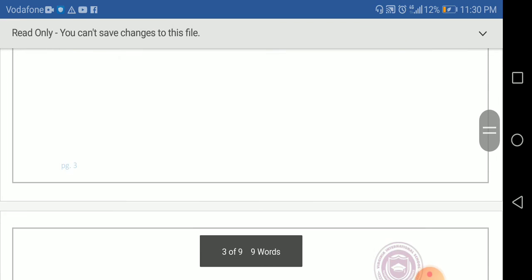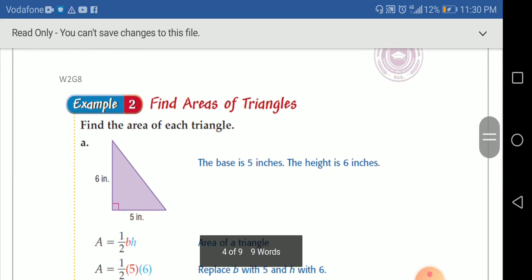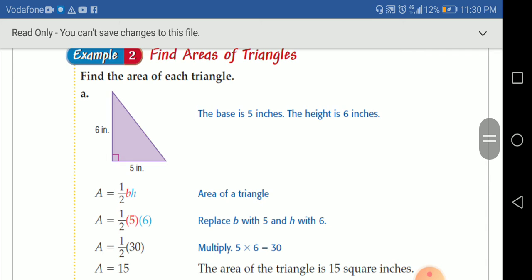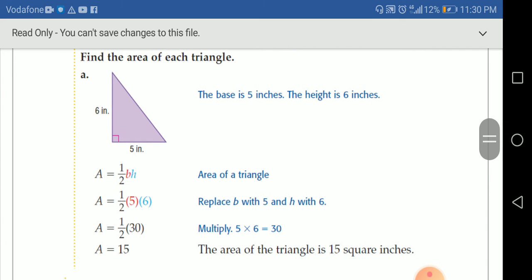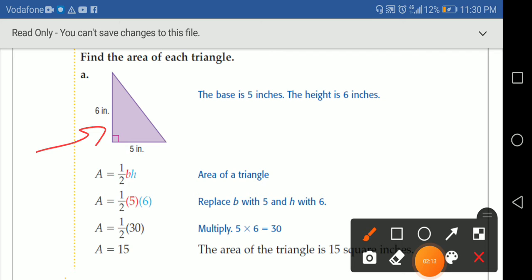Let's see here an example. I have here an example to find the area of the triangle. Find the area of each triangle. So let's start with A. Here, this is the triangle. I have here 6 and 5.